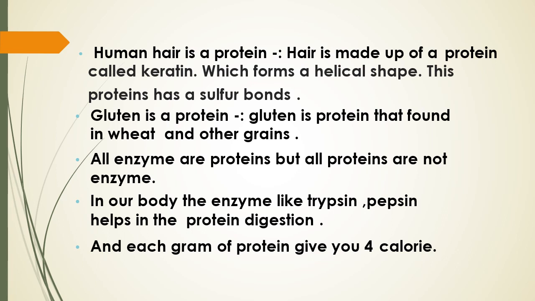In our body, enzymes like trypsin and pepsin help in protein digestion, and each gram of protein gives us 4 calories.